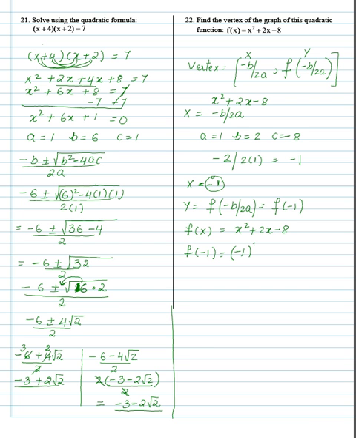So negative 1 squared plus 2 times negative 1 minus 8. That is 1 minus 2 minus 8. Gives me negative 9. So my vertex here is negative 1, comma, negative 9.